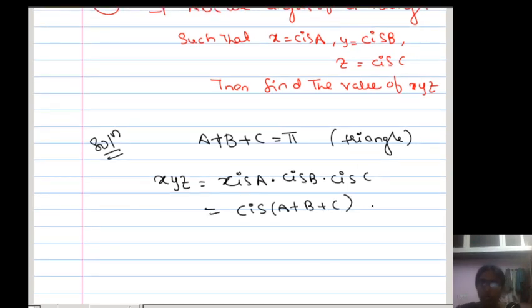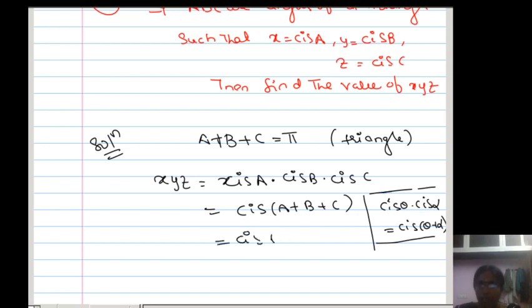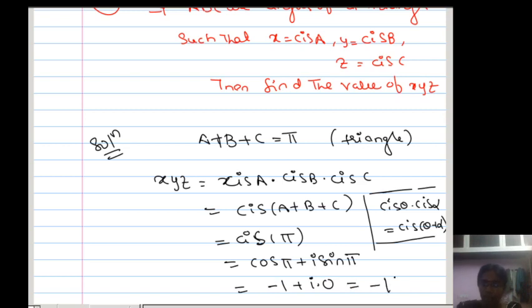Okay, because already I told you one property. What is that? Cis theta into cis alpha, you can write as cis of theta plus alpha; the product can be written as the sum of the angles. Already we proved it and took note of this. By using that note, I can write cis A, cis B, cis C as cis of A plus B plus C. But I know that A plus B plus C is equal to how much angle? Pi. So cis pi expands as cos pi plus i sin pi. But I know that cos pi is minus 1 and sin pi is 0. So finally your answer is minus 1. So our answer is what? x, y, z is equal to minus 1. This is your answer.